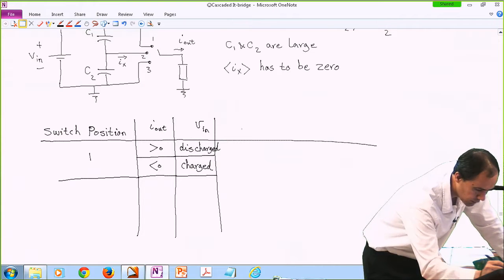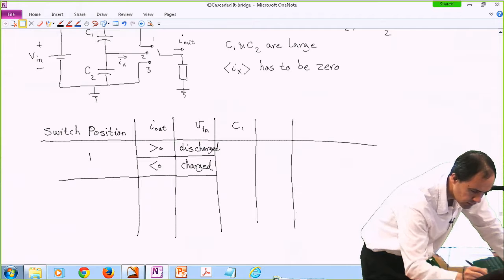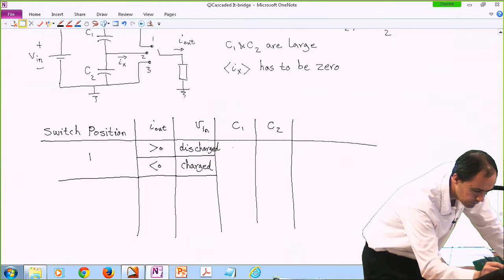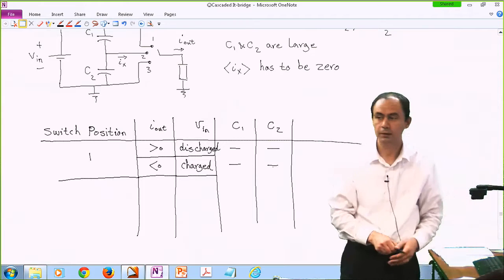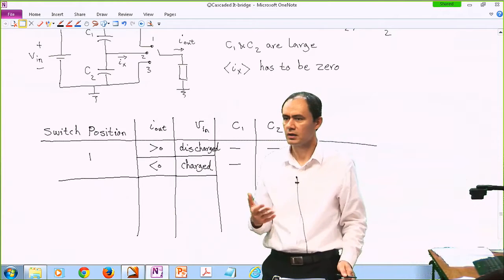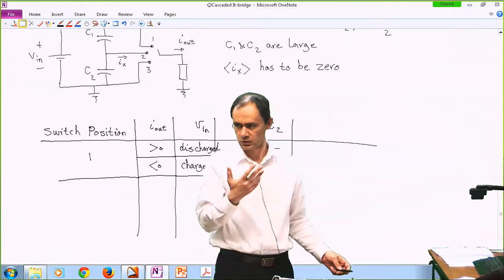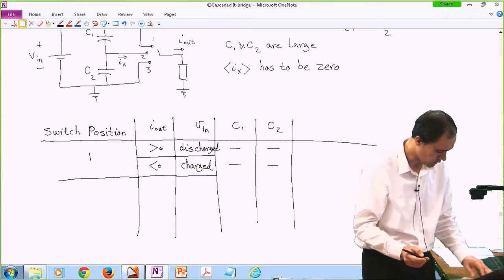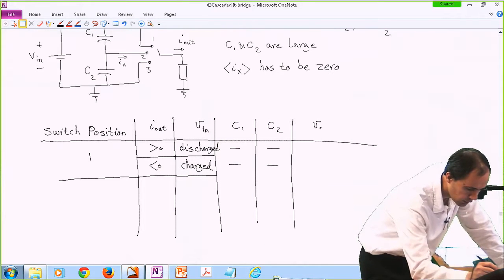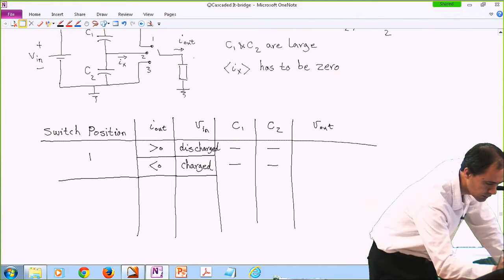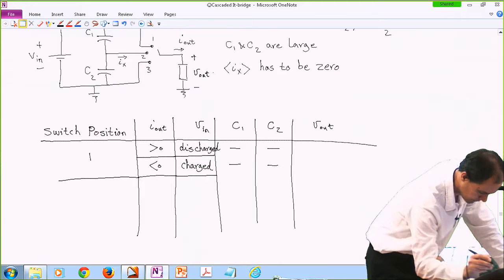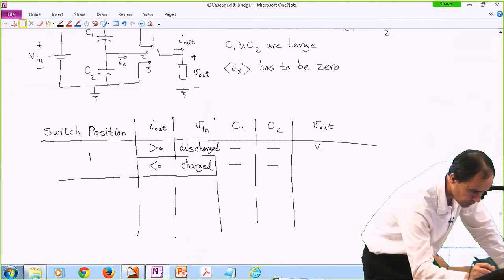Okay, what about C1 and C2? Nothing really happens to C1 and C2, so we don't have to worry about them, because they are not even engaged, because throw number 2 is not engaged. We only care about C1 and C2 when throw number 2 is engaged. Here, throw number 1 is engaged. And what about the output voltage? Let's call this the output voltage. It's VDC or VN.